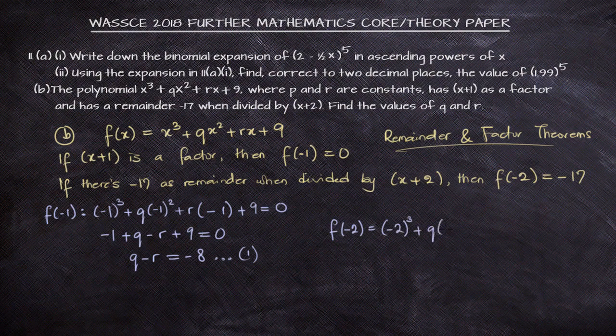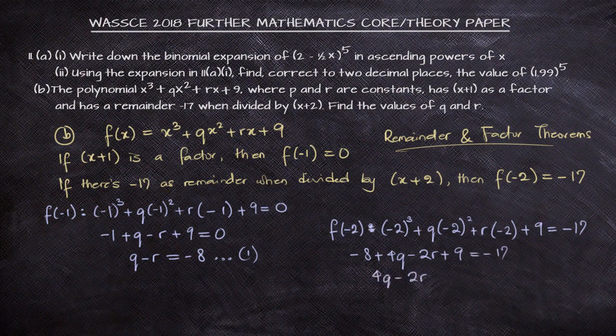Then function of minus 2, let's use minus 2 in the expression. Minus 2 raised to power 3 plus q multiplied by minus 2 raised to power 2 plus r multiplied by minus 2 plus 9 is now going to be our remainder, minus 17. And that will give us minus 8 plus 4q, because minus 2 raised to power 2 is 4. 4q minus 2r plus 9 is equal to minus 17. So here we have 4q minus 2r, minus 8 plus 9 is 1. When 1 moves to the other side, it will become minus 1; minus 17 minus 1, we have minus 18.